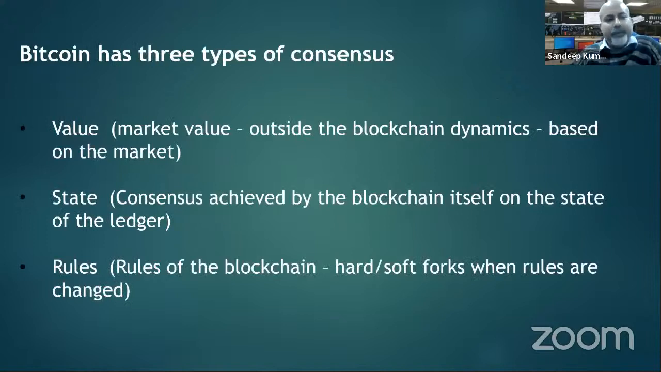So now Bitcoin has three types of consensus. One is, of course, the consensus of its state. That is the consensus we talked about so far. This is the consensus process. There is also consensus that happens outside the technology. That is the value of the Bitcoin in the real market, that is, how many dollars per Bitcoin. This consensus has nothing to do with our technology. It is done at the stock market.